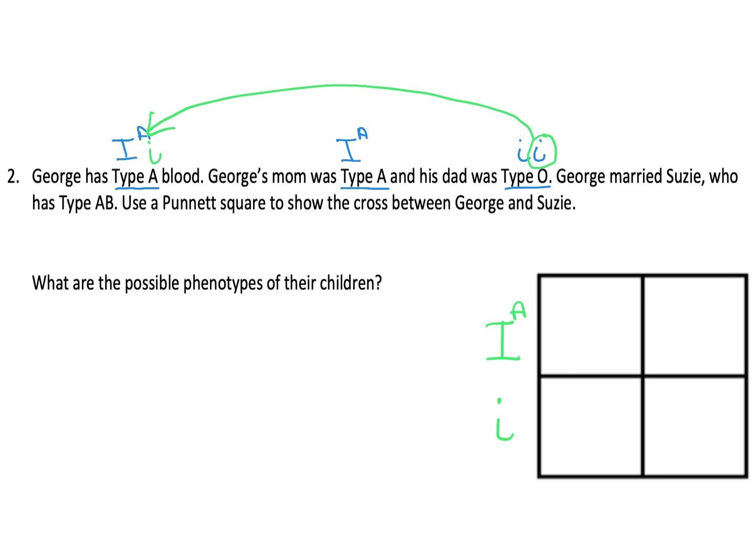he married Susie, who is type AB. Type AB is pretty easy. That's good. And now we're going to combine these alleles.